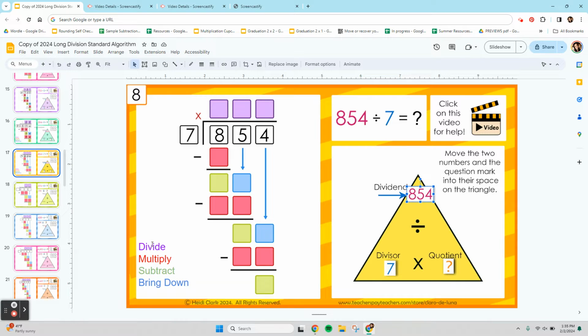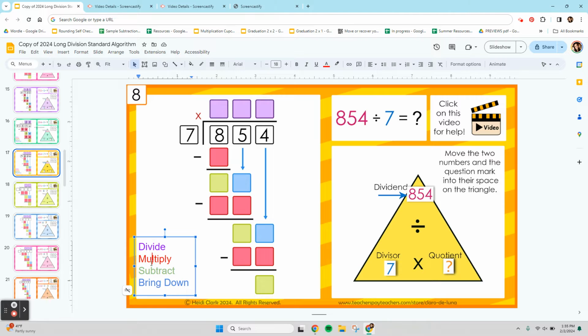Basically what we're doing here, we have our 4 steps: divide, multiply, subtract, bring down, purple, red, green, blue. We're dividing one digit at a time instead of doing the whole thing at once. You could take 854 tally marks and split it into 7 groups. It would take forever. So basically we're going to do 800 divided by 7, 50 divided by 7, 4 divided by 7. But the thing is, when you do 800 divided by 7, there's going to be some left over, and you multiply back down and subtract to get the leftover.